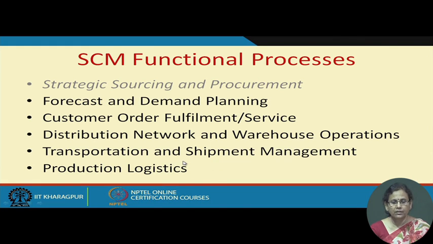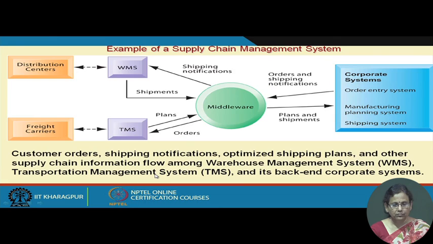So, the various functional processes under the supply chain are strategic sourcing and procurement, forecasting and demand planning, customer order fulfillment and service, distribution network and warehouse operations, transportation and shipment management, and production logistics. In a typical supply chain management system, your ERP system will be taking care of the order entry, the manufacturing system, planning system and shipping system. It will have these components, for which you have to connect to two additional systems, and these two are your transportation management system and your warehouse management system.